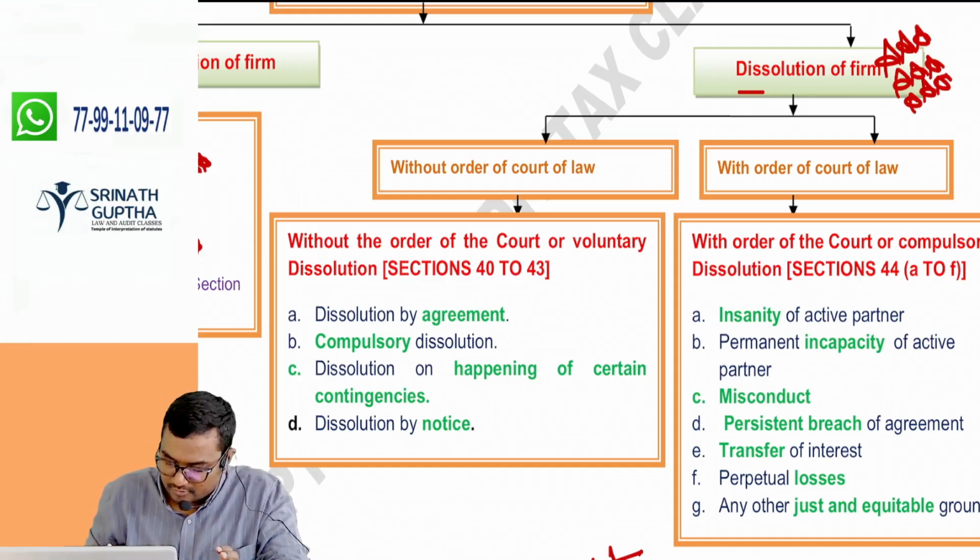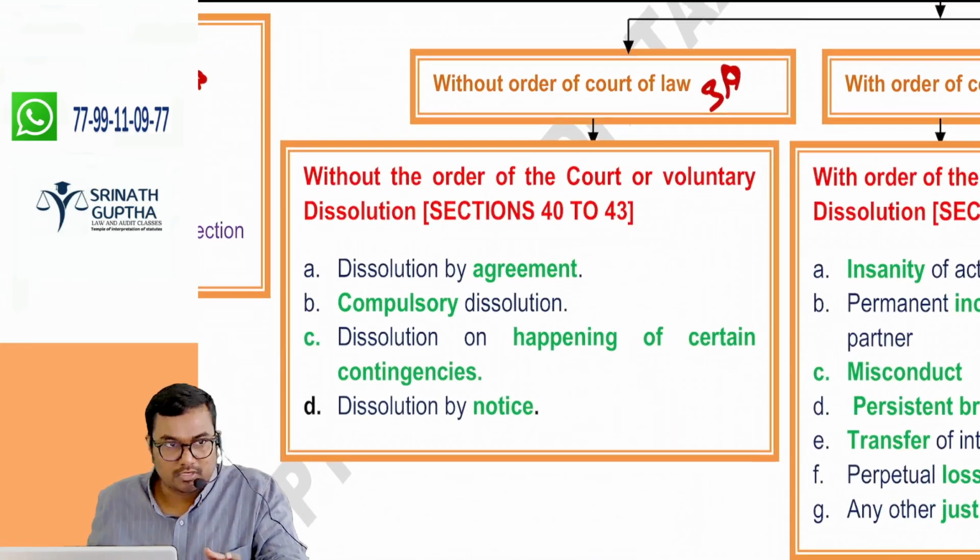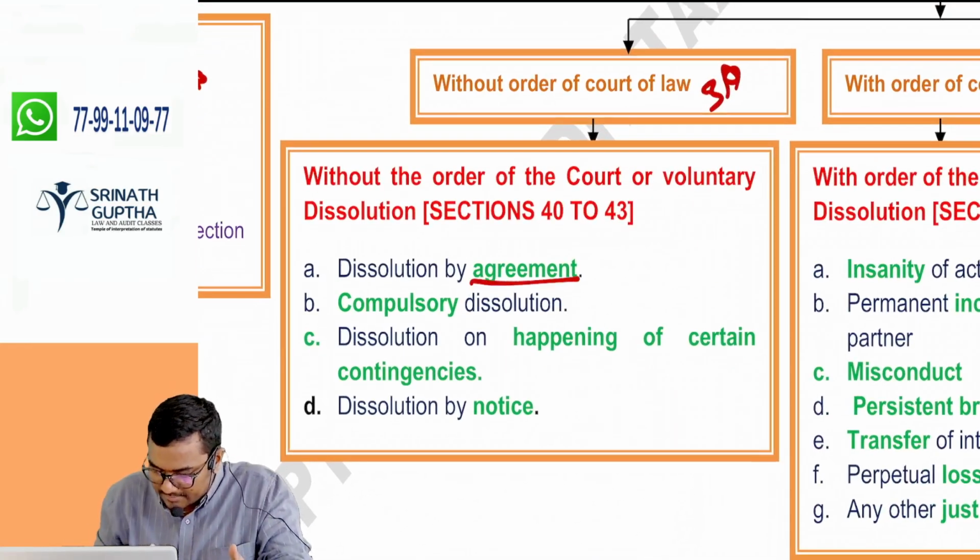Without the order of a court of law and with the order of a court of law. Without the order of a court of law, it is again of four types: by agreement, by compulsory, certain contingencies, and by notice.